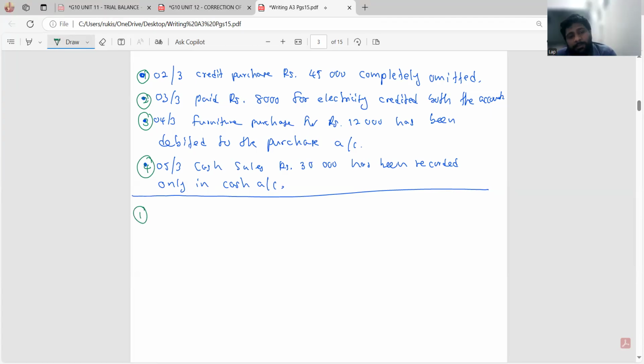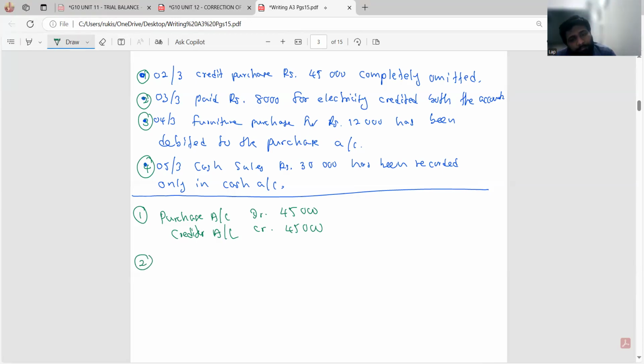Number 1. Credit purchase completely omitted means it is not recorded at all. Not recorded means we have to record it. Then purchase account debit 45,000, creditor account credit 45,000. For recording, simple.